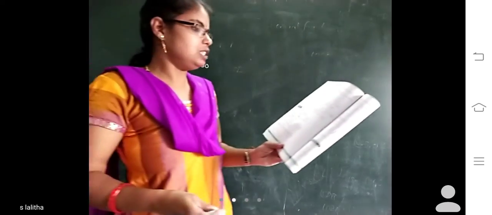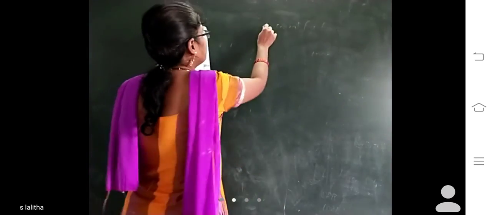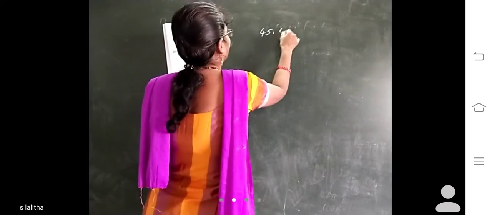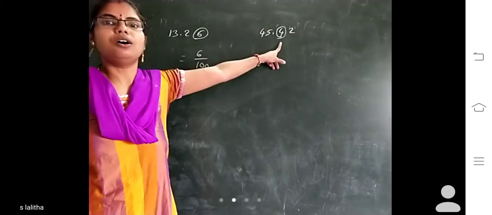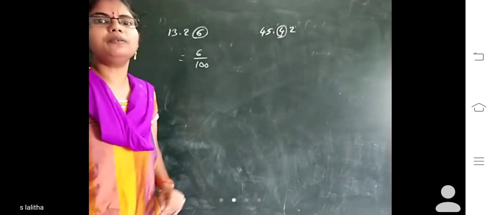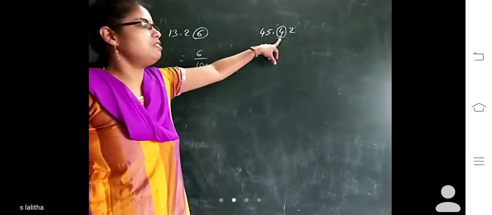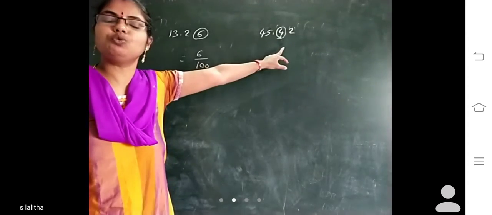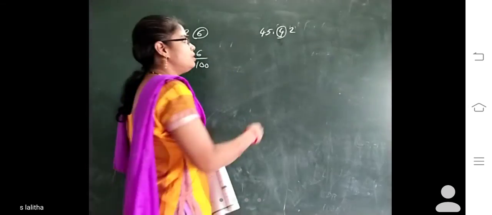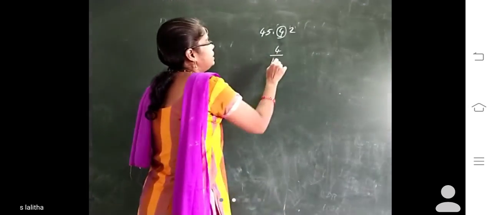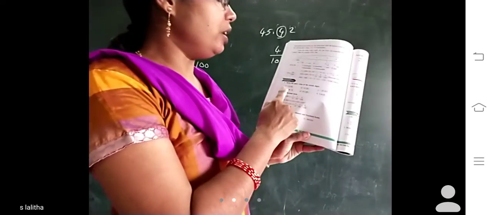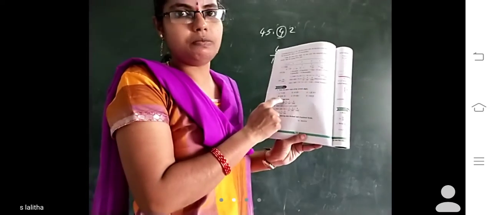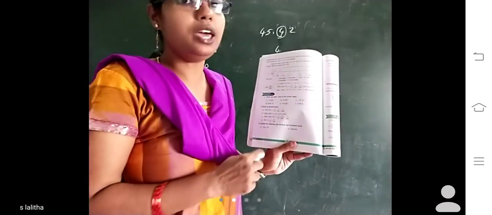And next, the second one, 45.42. The circled digit is 4. So how to write 4? What is the place value of 4 here? 4. After the decimal point, the first digit is in which place? 10th place. So how to write 4/10? Did you understand? Like that, you can do the remaining sums and send them to my WhatsApp number. Write these sums as homework.